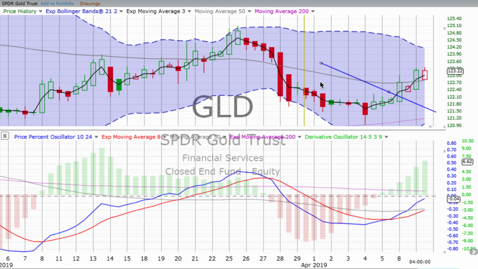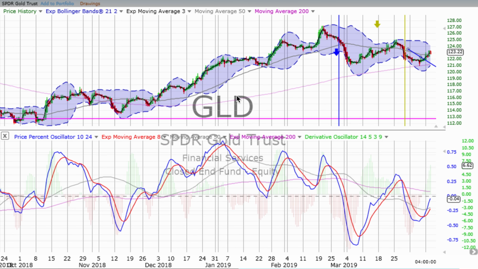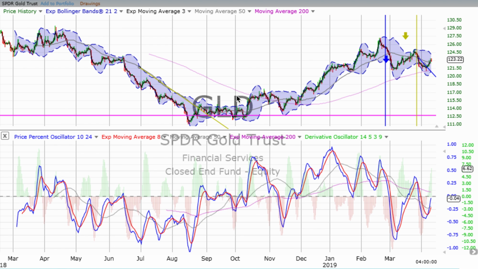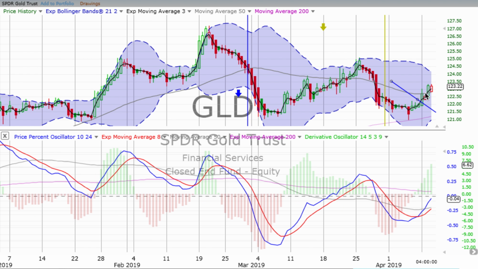If it does that, then we'll start looking for where it might run down to. We sort of have a hard bottom there in gold at about 112.50. And again, if indeed it can punch through that 121 mark, we might see more happen. That's where we are right now as we end the day on Tuesday, go into Wednesday.